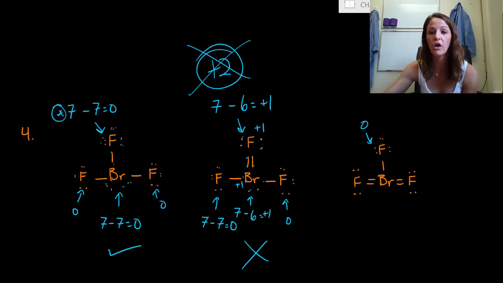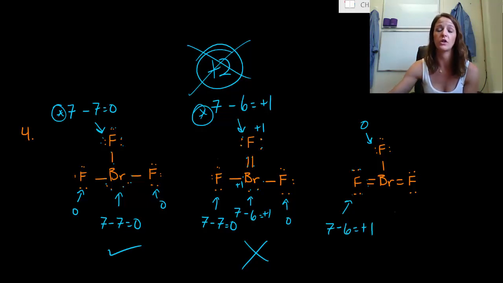All right, so this fluorine, we've already calculated same math as right here, but let's do it again quickly. It wants to have 7 things. It's actually touching 1, 2, 3, 4, 5, 6 things. So 7 minus 6 gives us an overall charge of +1. Same math as right here, +1.